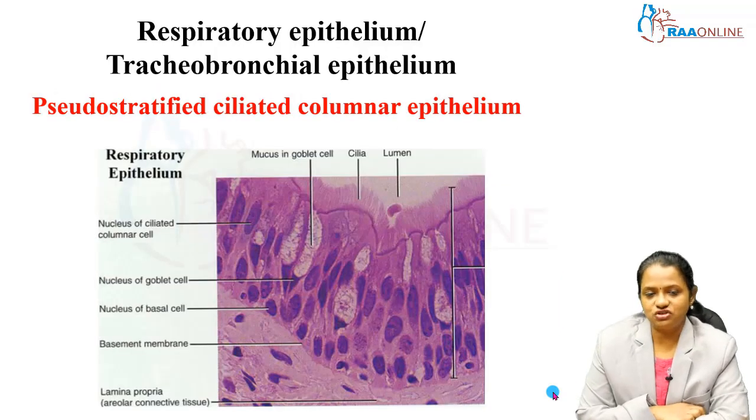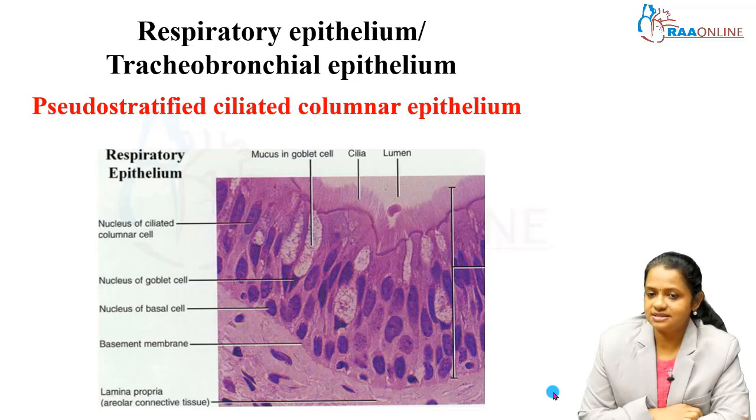The epithelium of the trachea is the pseudo-stratified ciliated columnar epithelium, which is also called the respiratory epithelium, because the major part of the conducting airway is lined by this epithelium. This is the major epithelium of the trachea and the bronchi, so it is also called the tracheobronchial epithelium. This epithelium has various cell types of different sizes.